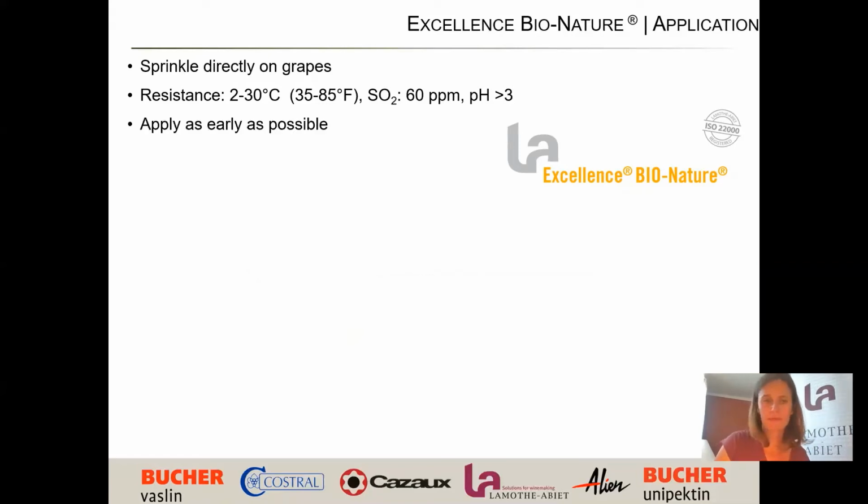ppm of sulfur. Apply as early as possible, of course, as soon as your grapes are picked and you start to have berries that are open. That's when you want to use the BioNature. So as soon as possible in the field, in the harvester, in the truck, if you do transportation. If you don't have any long transport, you can add it at the processing, so after the destemming, basically. How much? 40 to 60 grams per ton, or 5 to 10 grams per hectoliter.